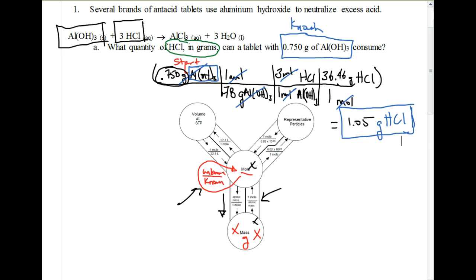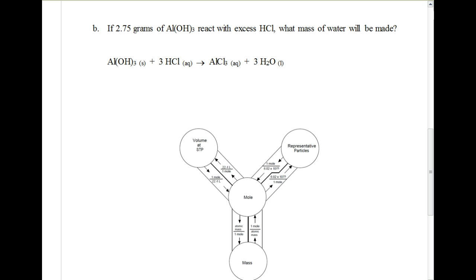Okay, let's do one more problem here. Okay, so here's our problem. We're going to have 2.75 grams of aluminum hydroxide reacting with excess HCl. What mass of water will be made? So let's kind of analyze this thing first here. Our known value here is 2.75 grams of aluminum hydroxide. There's our known.